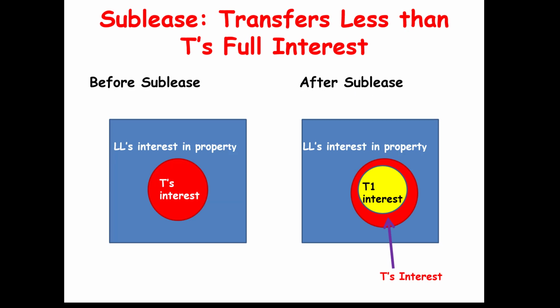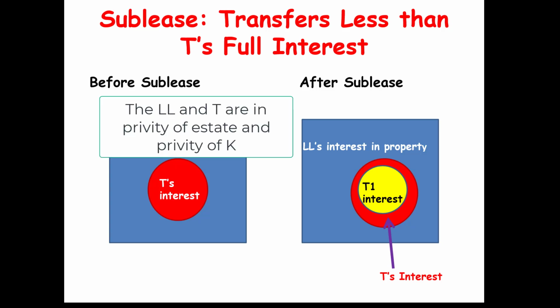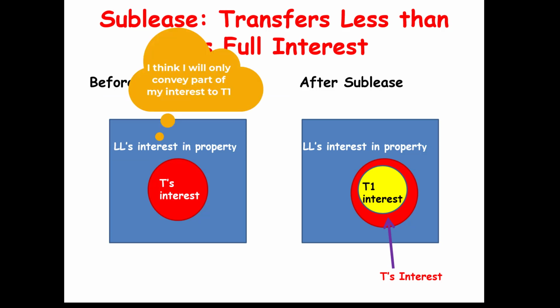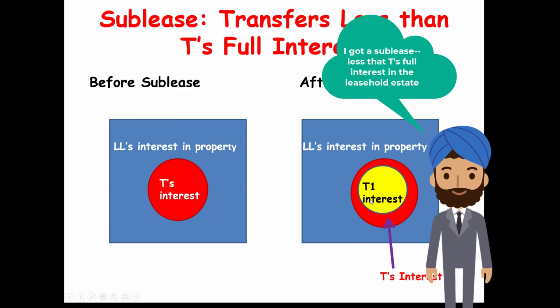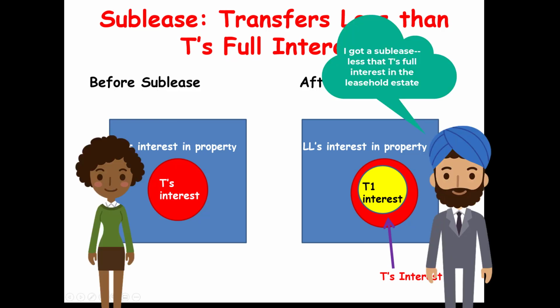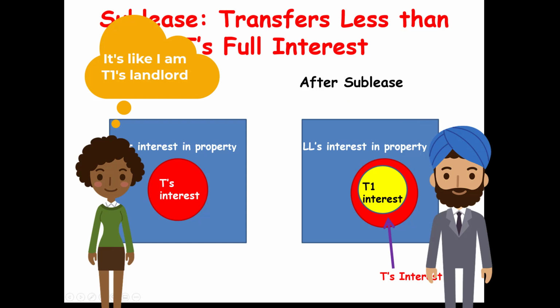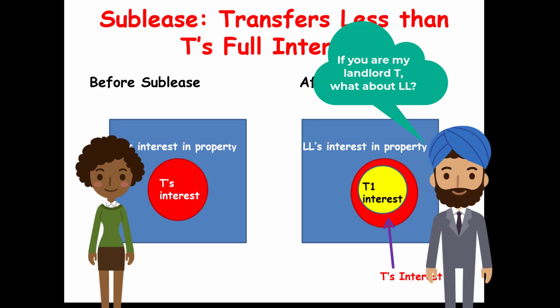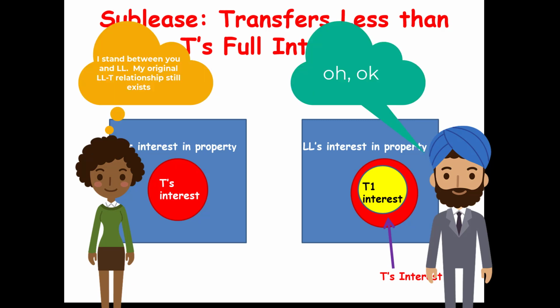By contrast, a sublease transfers less than the tenant's full interest in the leasehold estate. So here we start out the same. We have a landlord and a tenant that are in privity of estate and privity of contract. But instead of conveying her entire leasehold estate to T1, here T carves out a smaller interest and conveys that instead. For all intents and purposes, T has created a new landlord-tenant relationship between herself and T1, rather than disrupting the original landlord-tenant relationship that T created with the landlord.